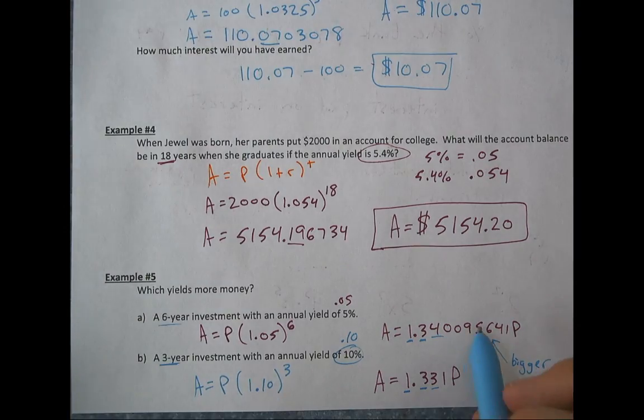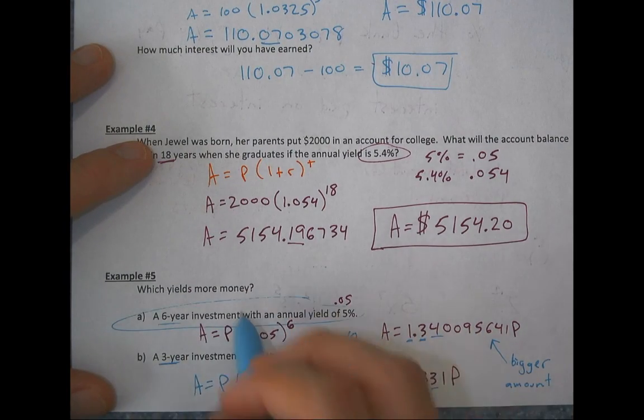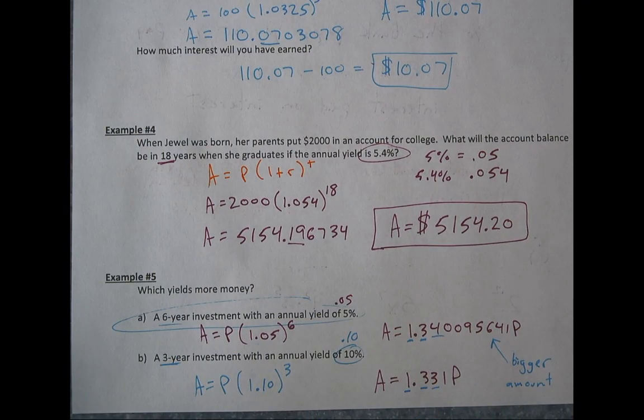So when you look at it, this would be the answer to your question. A 6-year investment with an annual yield of 5% is going to give you more money because whatever your principal was, you're going to be multiplying it by this number, as opposed to the second 10% investment over 3 years. Whatever your principal is, you're multiplying it by this number.